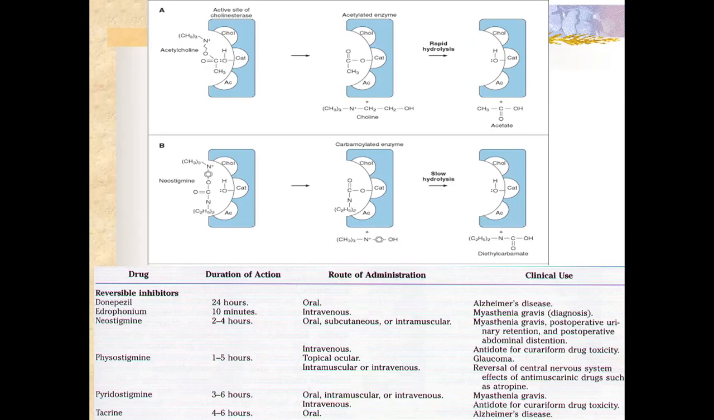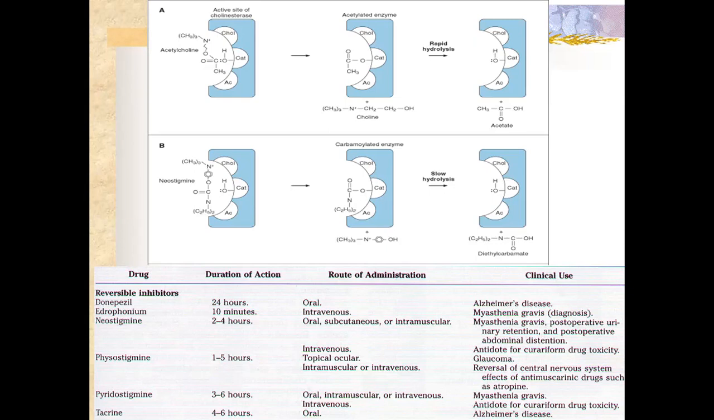These are some of the reversible inhibitors which are used in the treatment of various conditions. For example, physostigmine is also called eserine. It is an alkaloid obtained from the plant Physostigma venenosum, also called the Calabar bean. This physostigmine is a lipid soluble tertiary ammonium compound, and hence it has better penetration into the tissues and also crosses the blood-brain barrier.